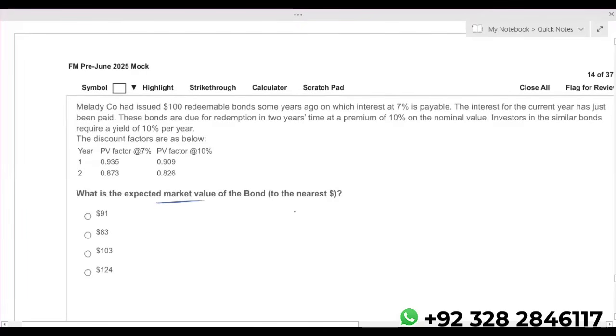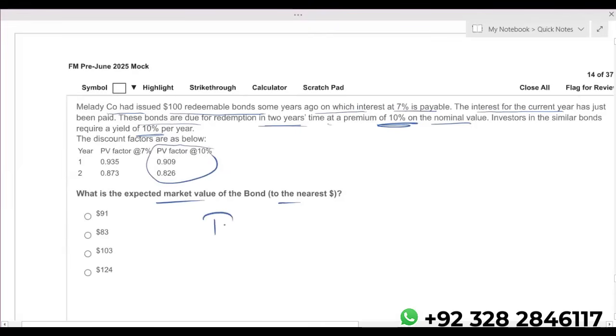What is the expected market value of the bond to the nearest? Mallet company had issued a $100 redeemable bond some years ago on which the interest rate is 7% payable. The interest for the current year has just been paid. These bonds are due for redemption in 2 years' time at a premium of 10% on the nominal value. Investors in similar bonds require a yield of 10%. This 10% will work as a discount factor for you. The 7% coupon rate we don't take as a discount factor. The required yield is your discount factor.